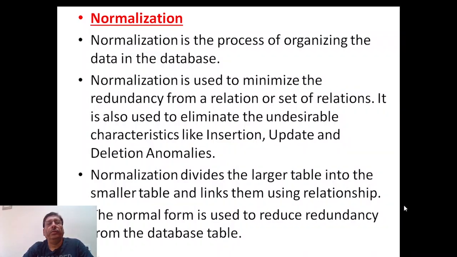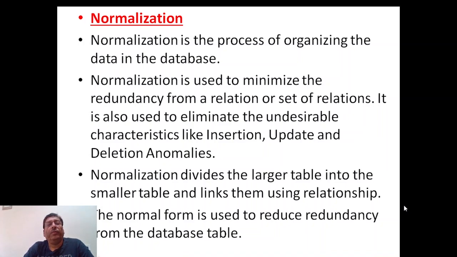Hello everyone. Today we'll try to understand the concept of normalization in database management system. It's going to be a very interesting and important topic. As we know, most of the questions in the university exam as well as in the GATE are asked from this particular concept called normalization. So let's try to understand what exactly we mean by normalization.